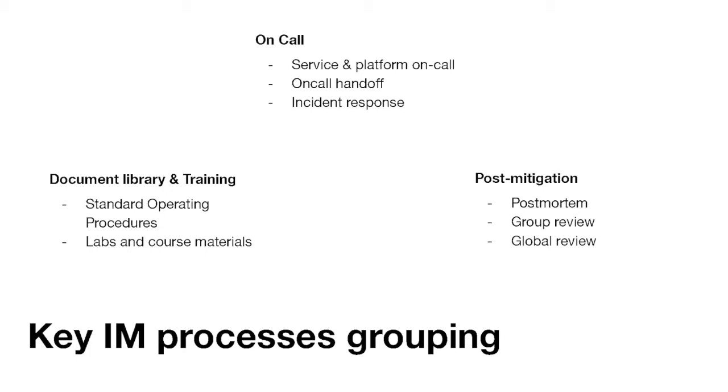And then the last group of processes is all around after an incident is mitigated. This includes things like postmortem, where we do root cause finding, impact analysis, things like that, but also a review at different levels, and then finally how we extract lessons learned from those incidents and how we feed them back to our planning and basically strategic execution pipeline. So these are the big three buckets of processes that I'll be talking about today.